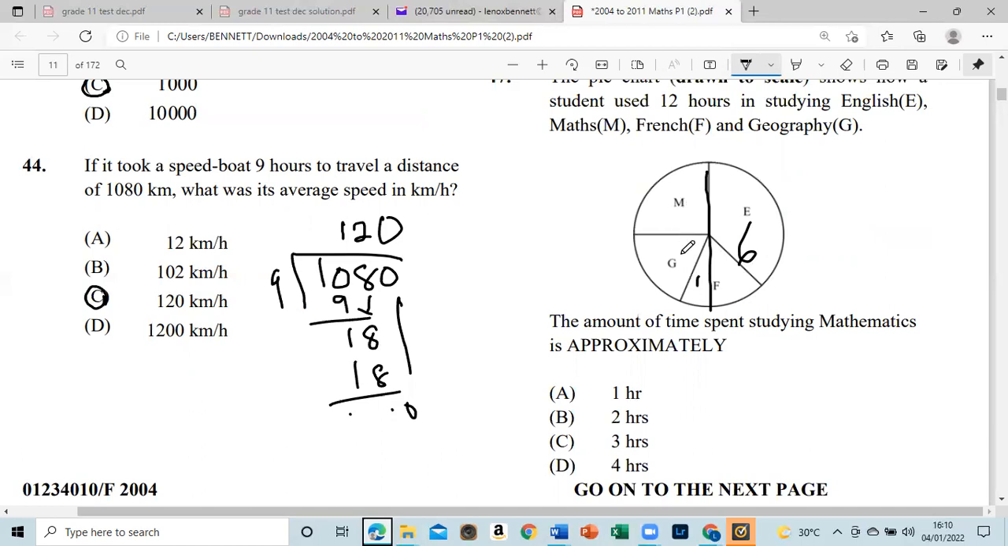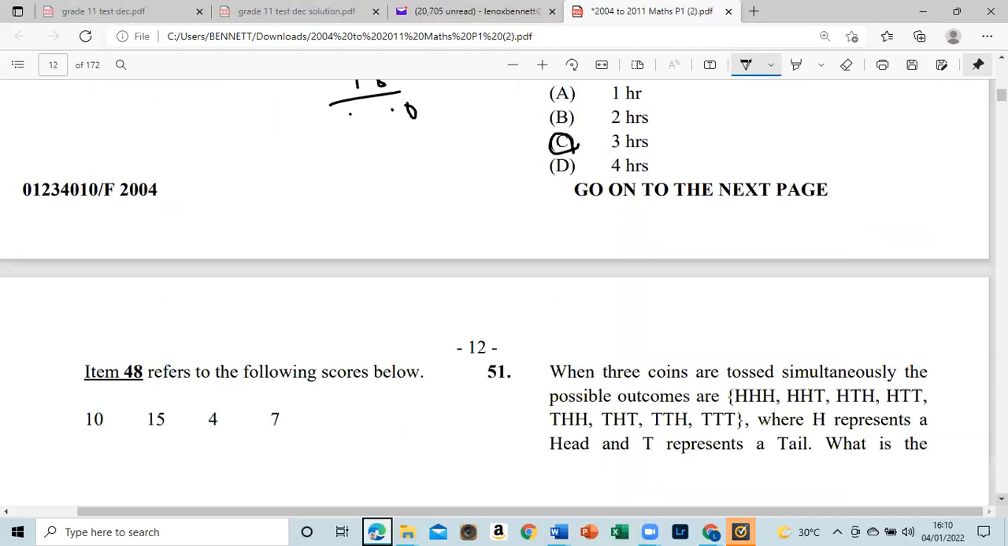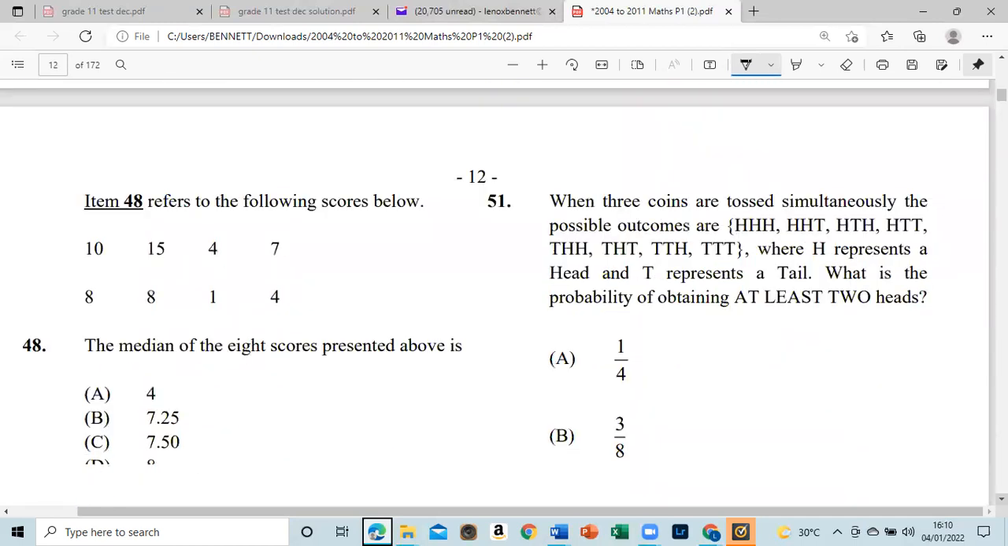So the M looks bigger, so we're going to go with the 3 hours. Yeah, I want to think about that one there, guys. I know the answer to that. Let's see, I agree with mine. Estimation.